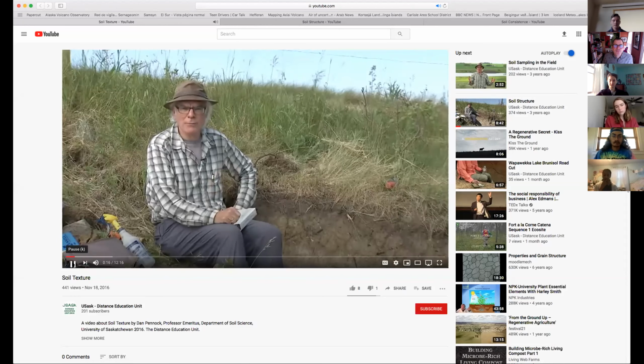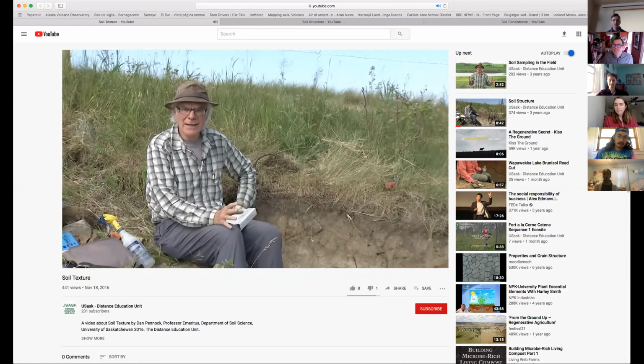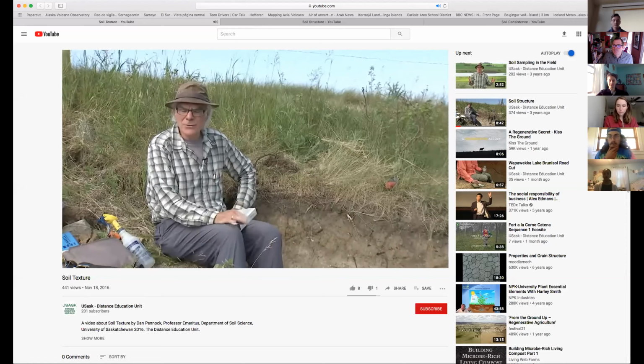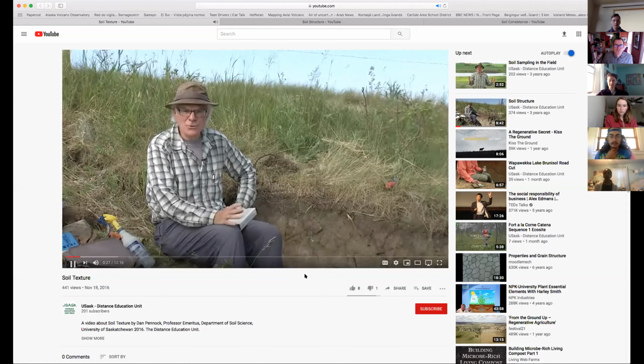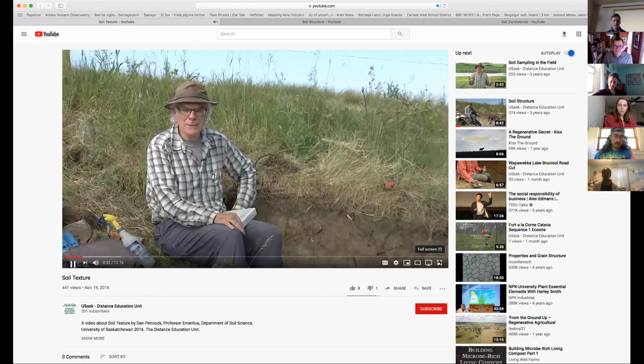Soil texture is an important physical property of the soil. Is that better? Soil texture is the relative proportion of sand, silt, and clay in the soil sample, and it controls many of the physical properties such as drainage or erosion resistance that are essential for proper soil management.